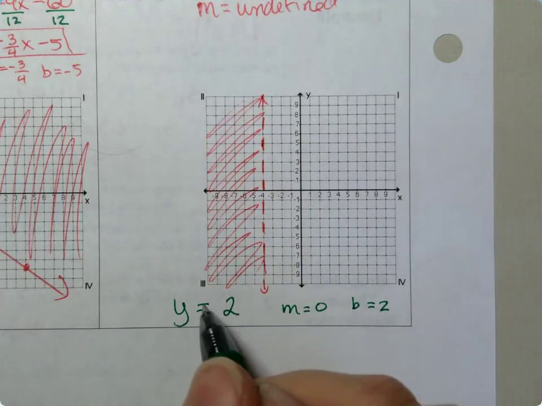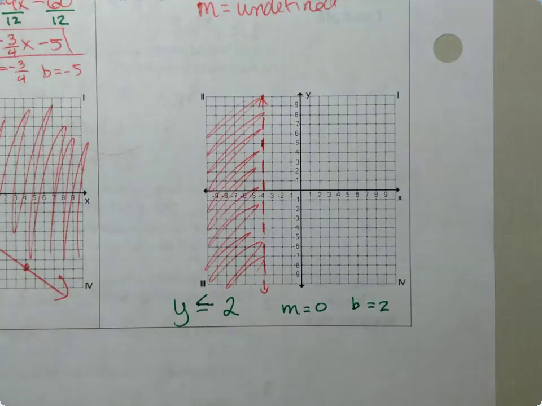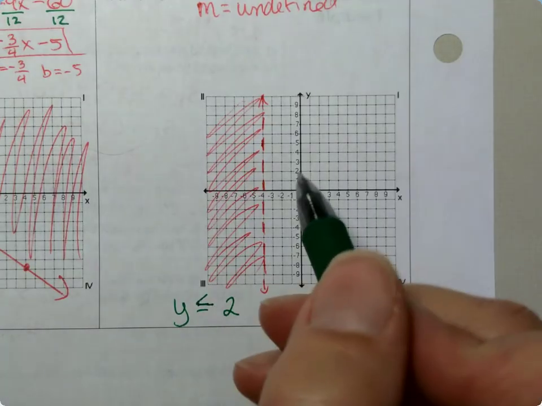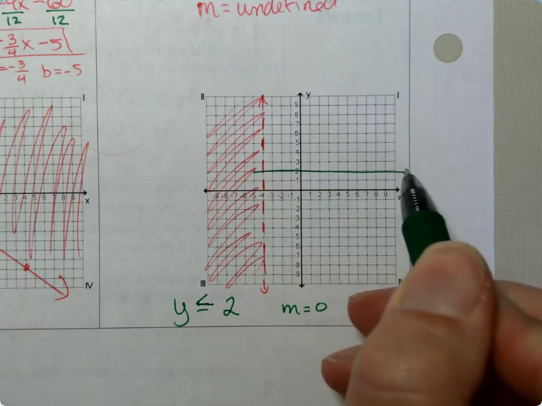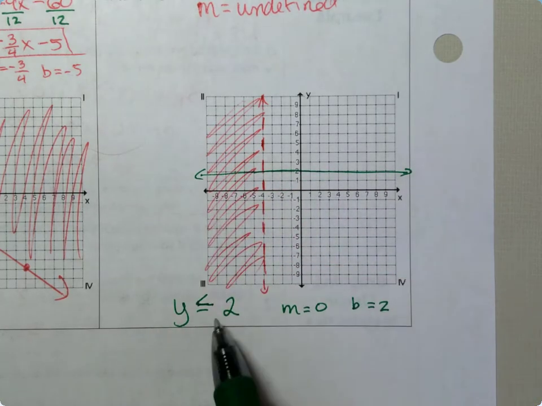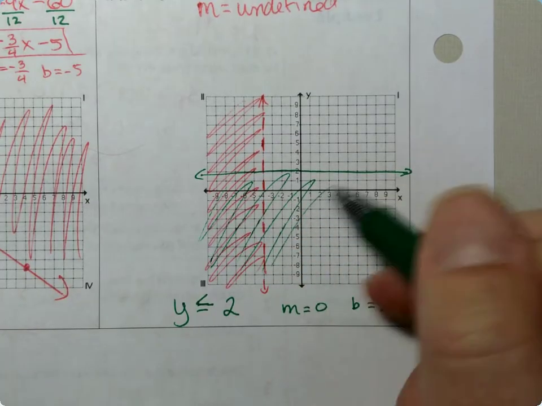So if I had y equals 2, let's say y is less than or equal to 2. Let's make that an inequality. I would have a horizontal solid line through 2, and since it says y is less than or equal to, I'd be shading everything below.